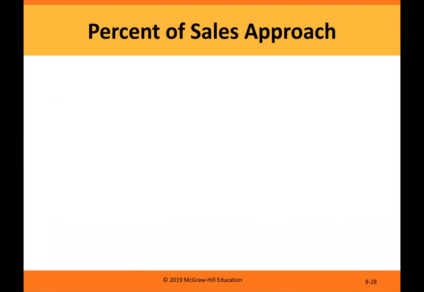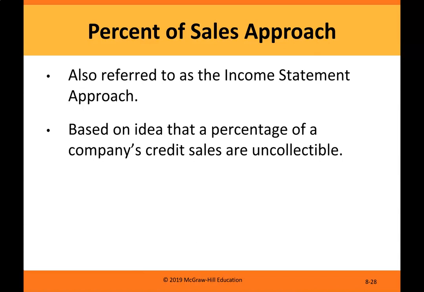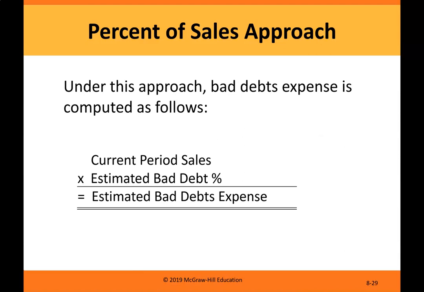Percent of sales approach, also referred to as the income statement approach, is based on the idea that a percentage of a company's credit sales are uncollectible. The primary focus is on matching bad debts expense with credit sales. Under this approach, bad debt expense is computed as follows: current period sales times estimated bad debt percentage equals estimated bad debts expense.